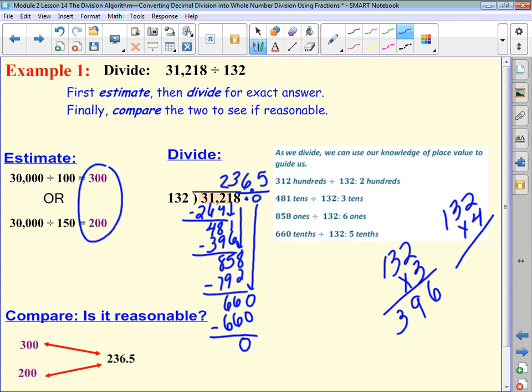But now, here's what I had for my estimate. That was my estimate. Here's my quotient. Is my quotient 236 reasonable? Yes. If I had 2,365, that would not be reasonable. If I had 23.65, that's not reasonable. So that estimate doesn't guarantee you the right answer. But if you made a doozy of a mistake, it'll help you hopefully catch that mistake.